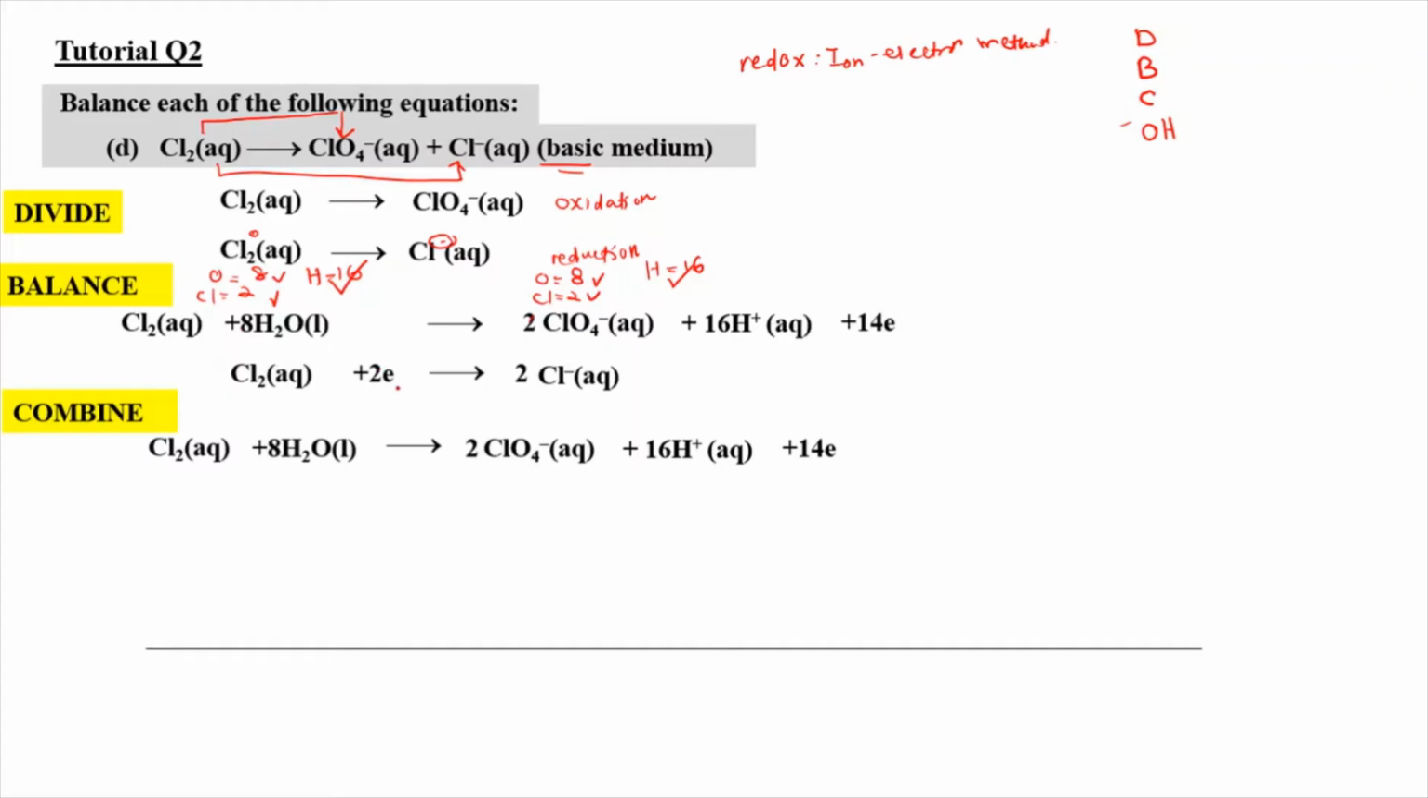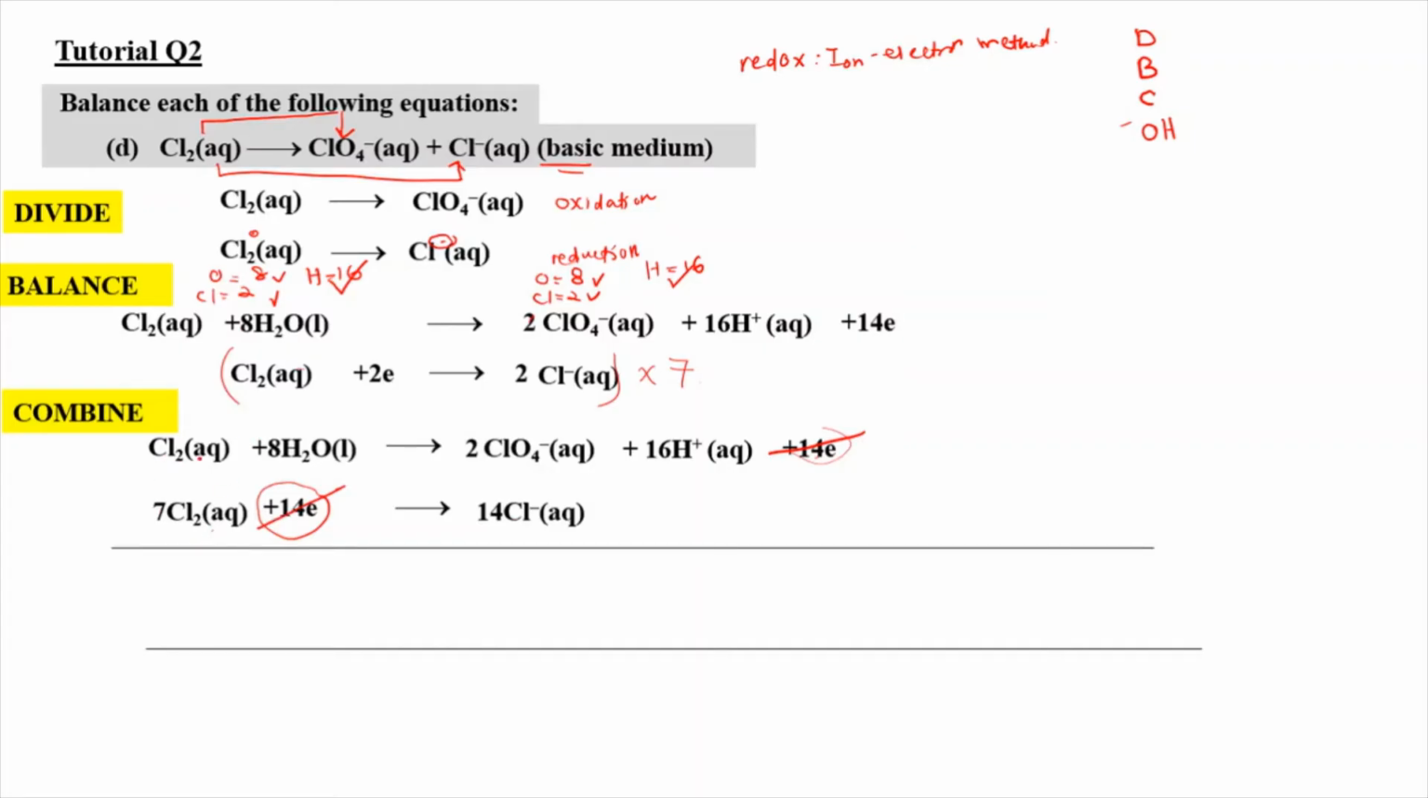But for this equation, Cl2 aqueous plus 2 electrons becoming 2 chloride minus, we're going to multiply that by 7 so that the number of electrons is the same as the number of electrons here, because in order to combine we need to cancel out the electrons and they need to be in the same number. So we're going to have 7Cl2, 14 electrons and 14 Cl minus. Once we have the same number of electrons, we can combine both of the equations together.